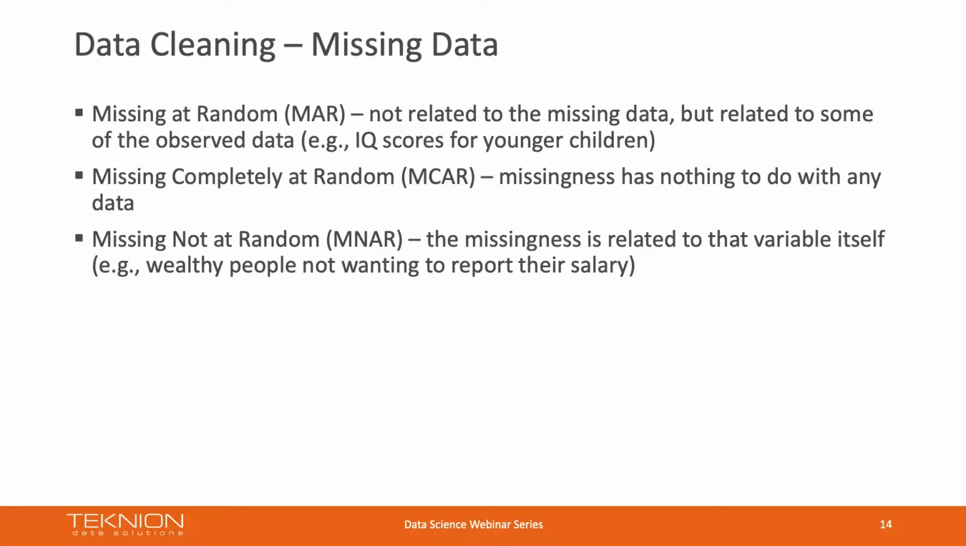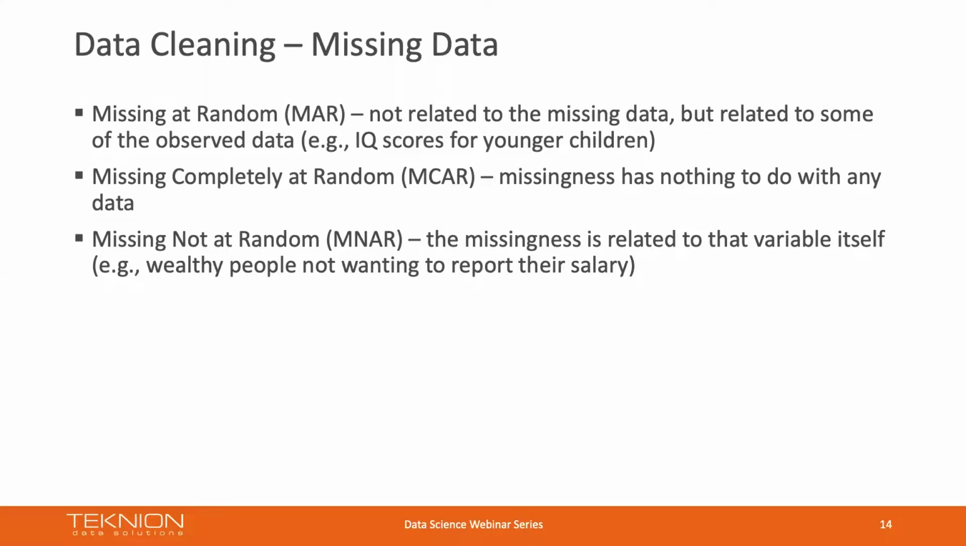Now the missing not at random, this is the one where we're going to have trouble. The missingness is actually related to the variable itself. Let's suppose we're calling people on the phone and asking them to report their salary. Typically wealthy people do not want to report their salary. They're very hesitant to give it out, especially when you call them on the phone. So there is a reason why it's not there, and it has something to do with the variable we're actually reporting on.